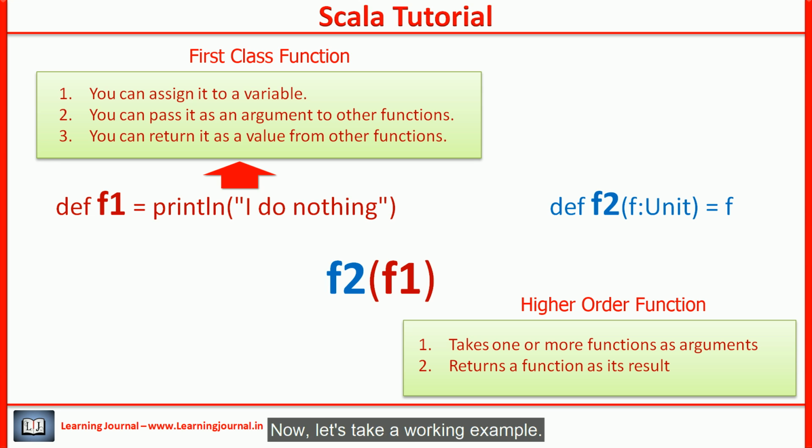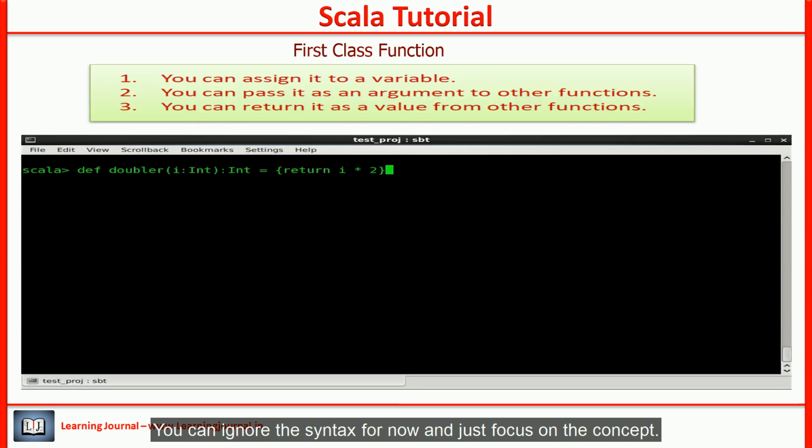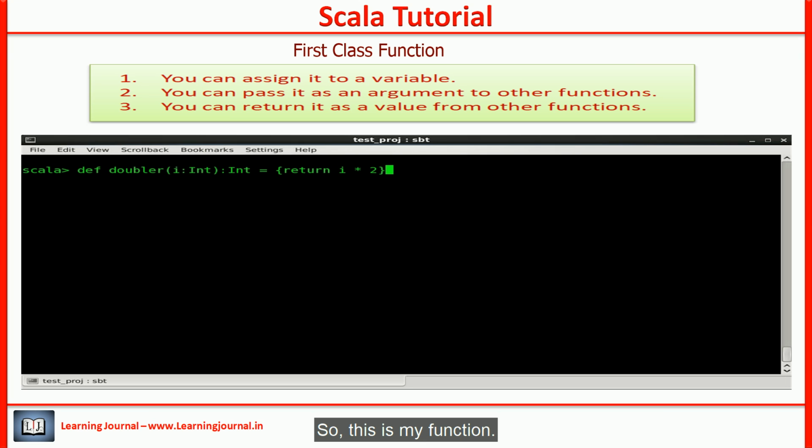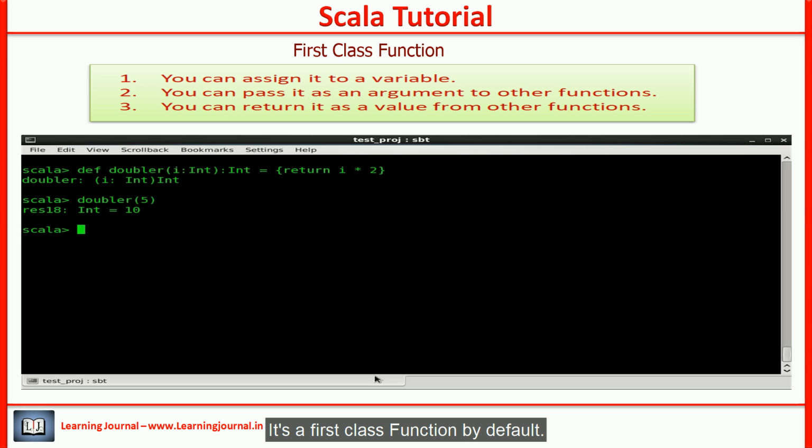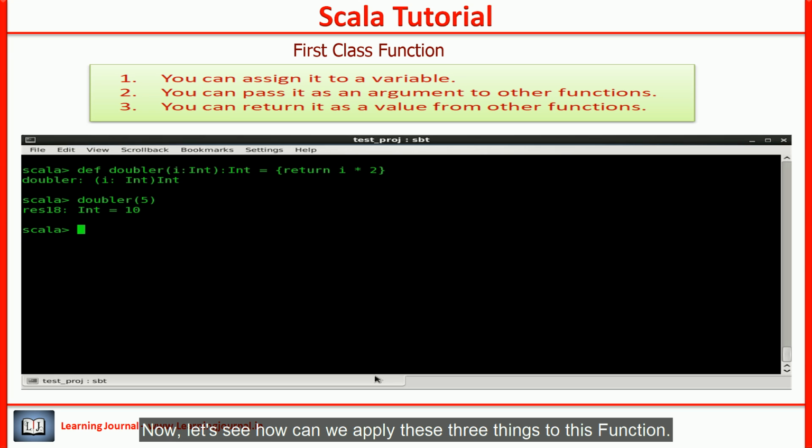Now let's take a working example. You can ignore the syntax for now and just focus on the concept. So, this is my function. It takes an integer as an input and returns a value by doubling it. It's a first class function by default. Now let's see how we can apply these three things to this function.